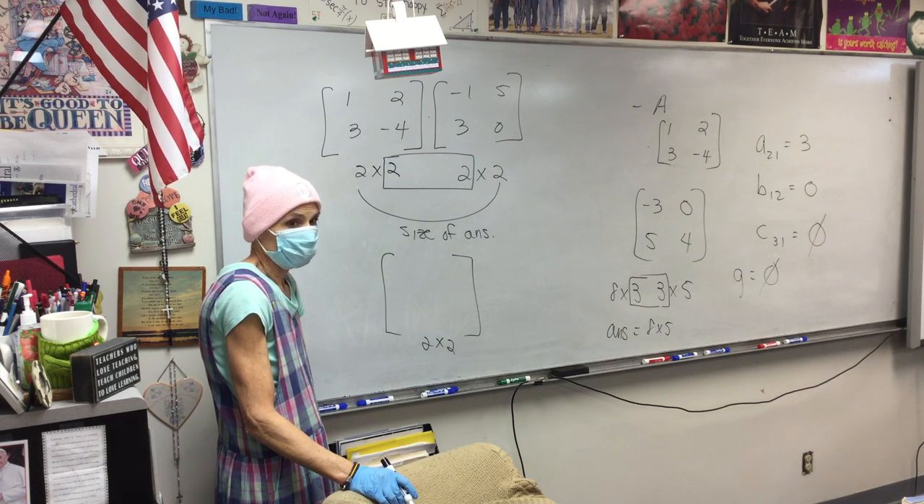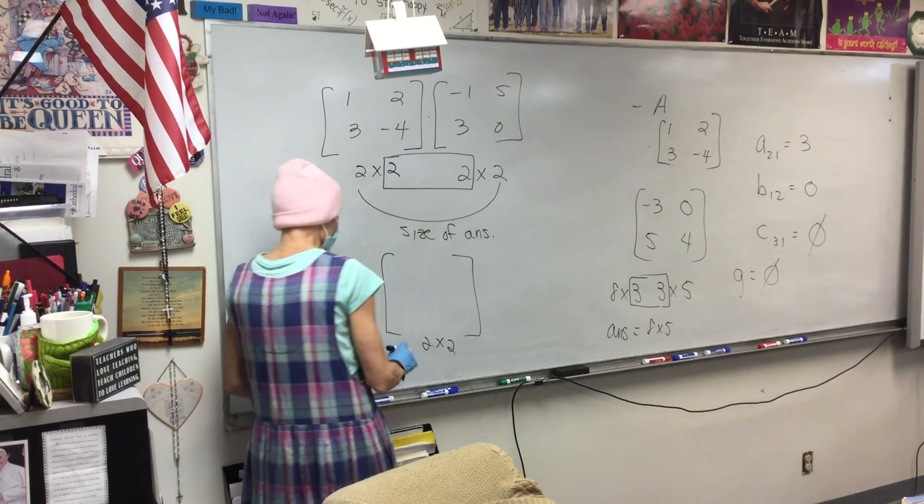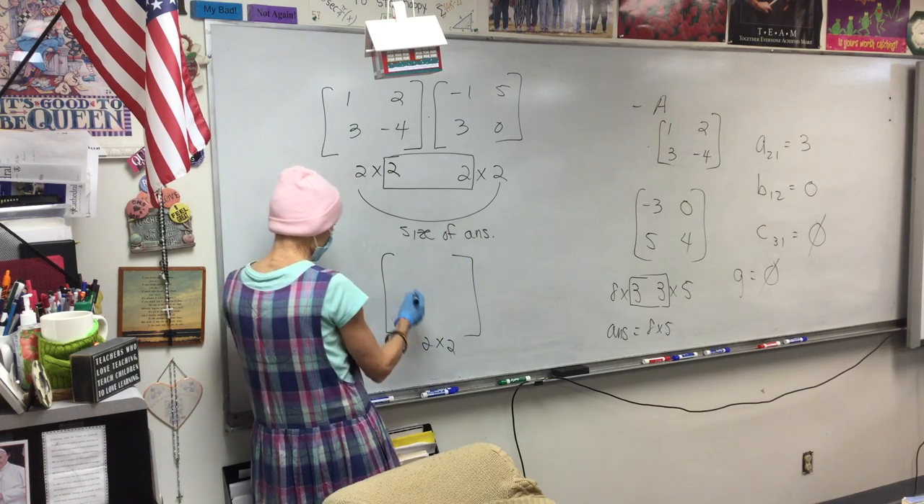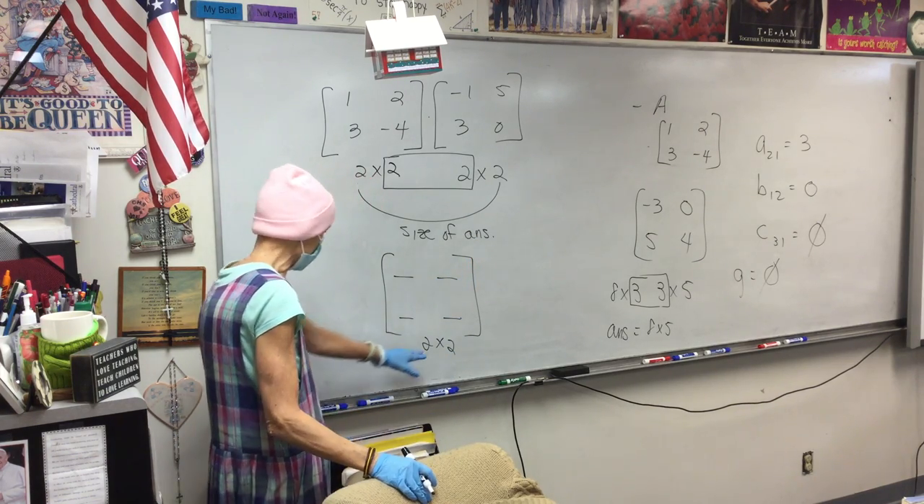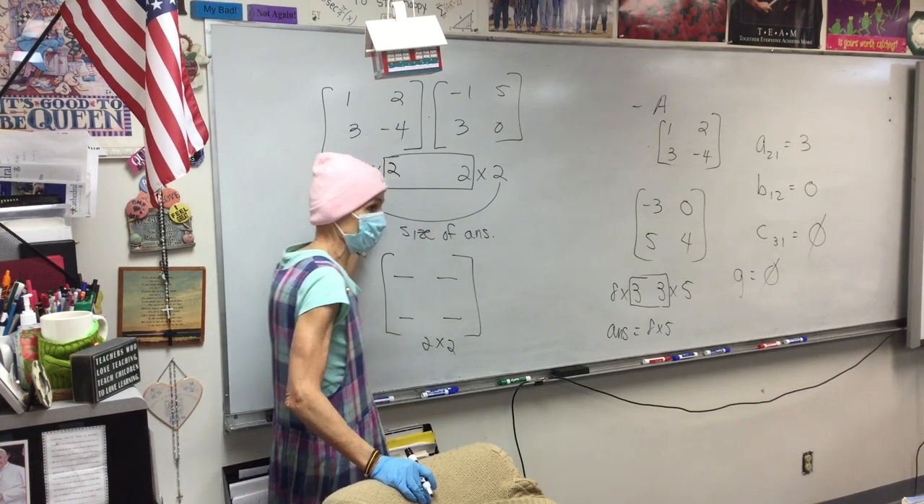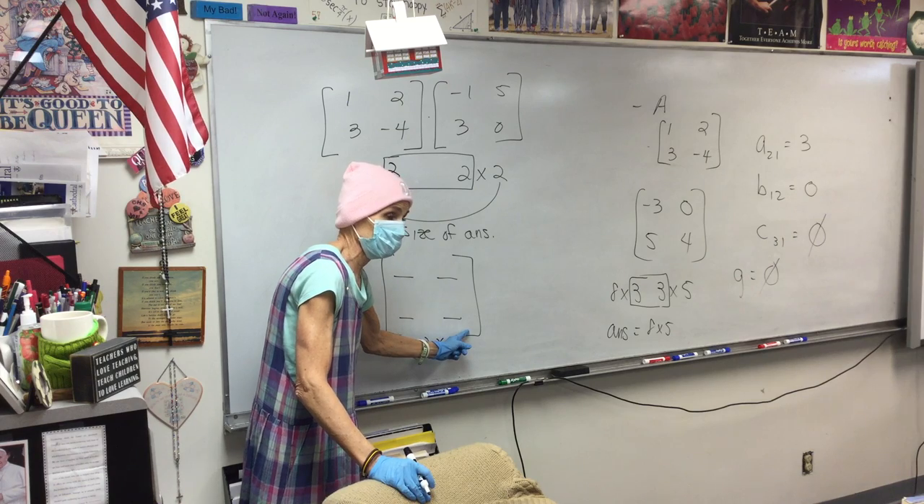I remember doing something like that. You probably did last year. Now, you have determined that you're going to have 2 rows and 2 columns. 2 by 2 is my answer. So you have 4 numbers you gotta find.